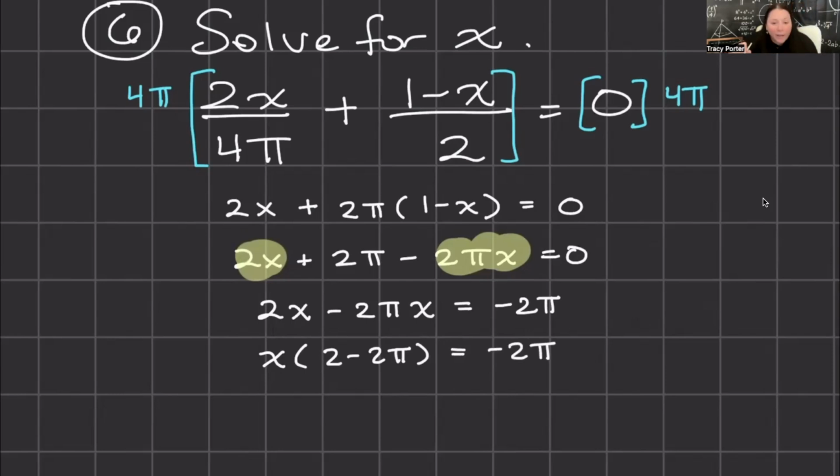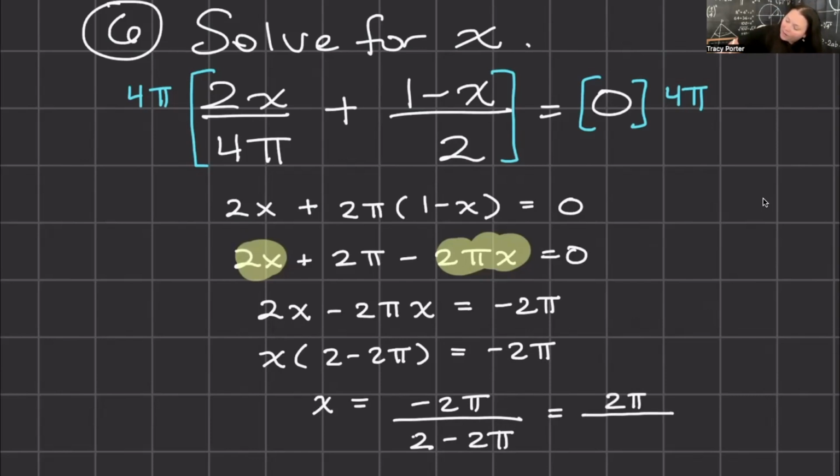All right, and then divide by 2 minus 2 pi. So solving this one for x gives you minus 2 pi over 2 minus 2 pi. And just like we said in the last problem, you could divide all of those terms by a -1. And if you do that, it would actually look like this. So this is probably a more popular way to write the final answer.